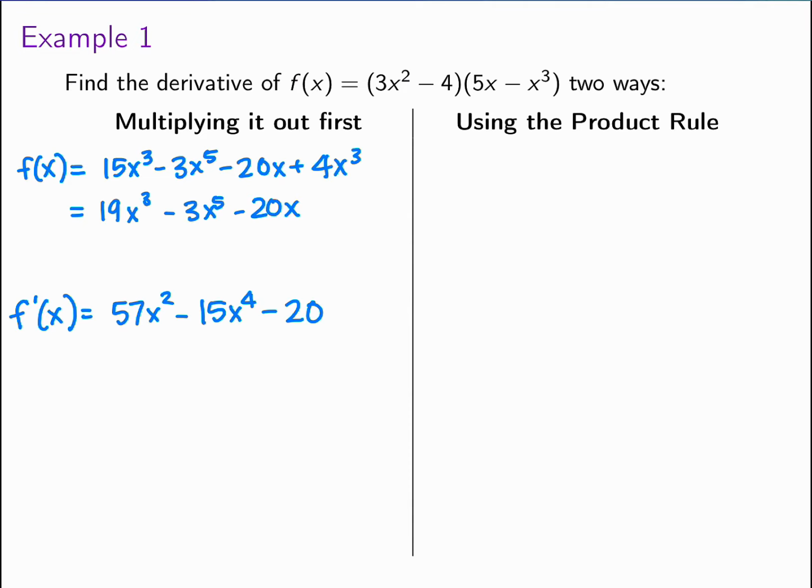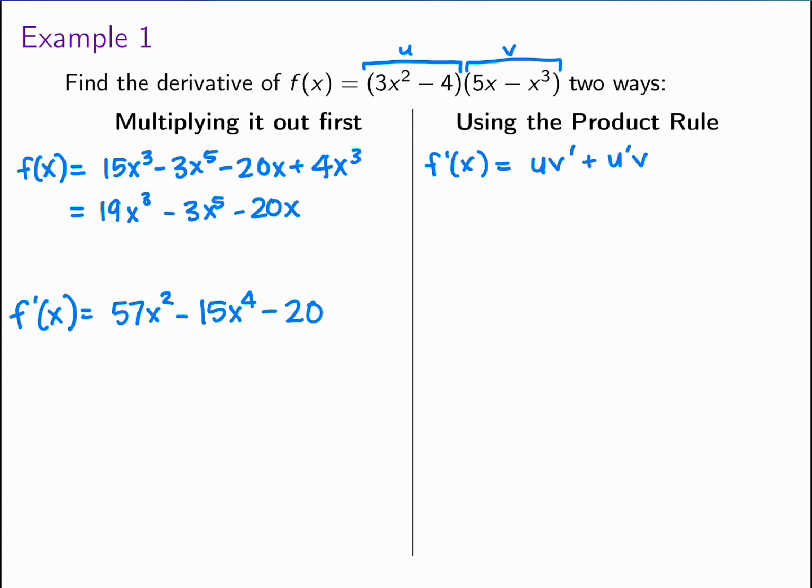Now let's use the product rule. If I'm going to use the product rule, I need to think about which one is u and which one is v. It doesn't matter which one you assign which. Just take your pick. So I will need to find f prime of x, and remember that's going to be u times v prime plus u prime times v. That is our rule here.